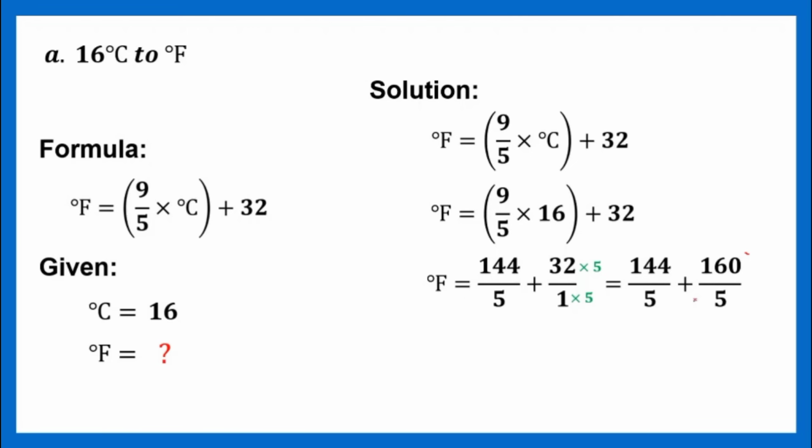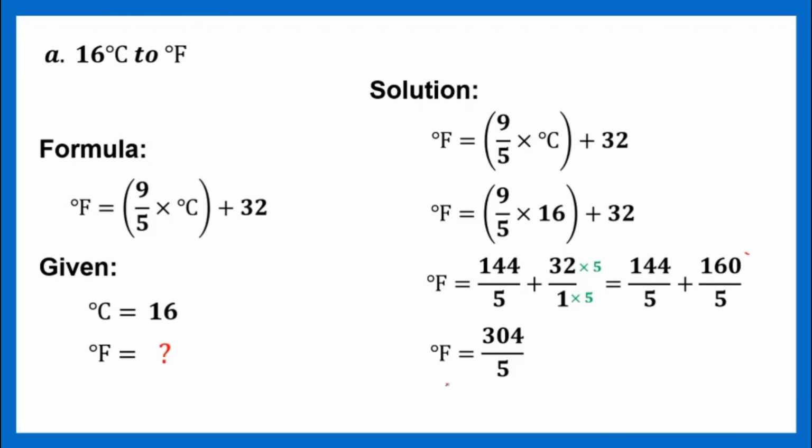Kasi kapag mag-a-add ng similar fraction, you just have to copy the denominator and then i-plus or i-minus lang yung itaas, depende sa operation na nasa gitna. So in this case, since plus, i-plus natin yung dalawa. So ganito ang lalabas. 144 plus 160, that's 304. Then sabi nga natin, copy the denominator. So 5 ay nasa ilalim pa rin.